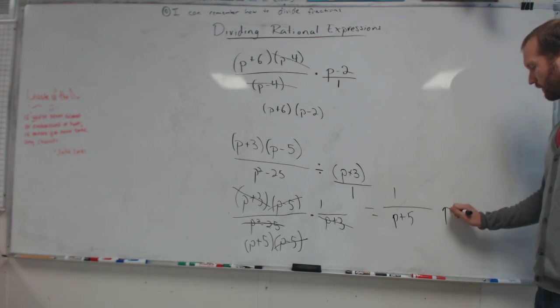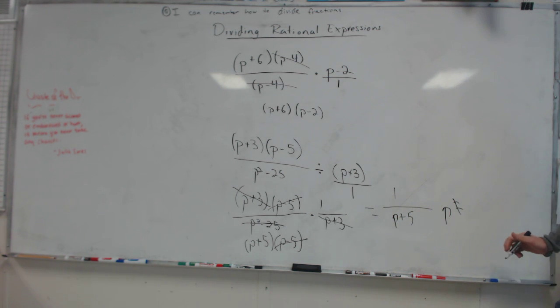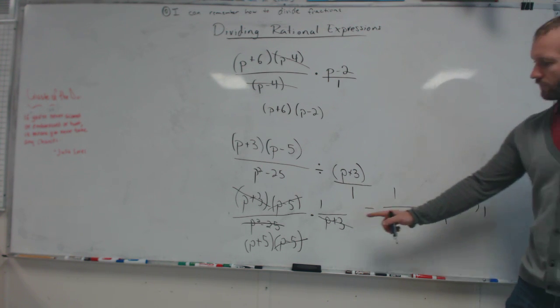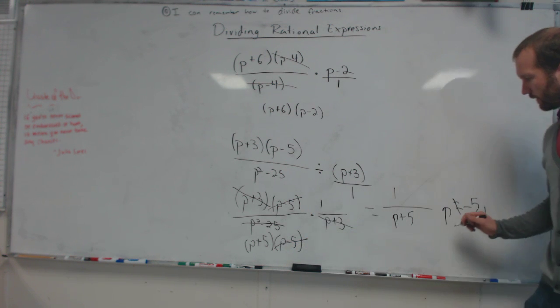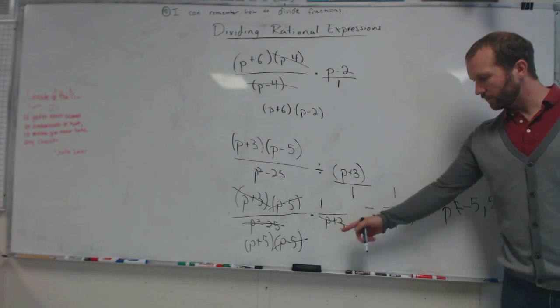If I asked for excluded values, P cannot be negative 5 from this one, P cannot be 5 from that one, and P cannot be negative 3 from that one.